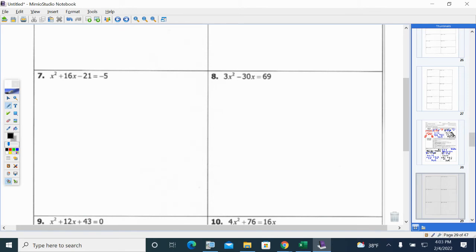Number 7 says x squared plus 16x minus 21 is equal to negative 5. The first step is to get your constant on the right. Now, this problem has 2 of them. So we're going to add that 21 to the right side and combine it with the negative 5 so it goes away on the left side. So I got x squared plus 16x equals negative 5 plus 21 is a positive 16.